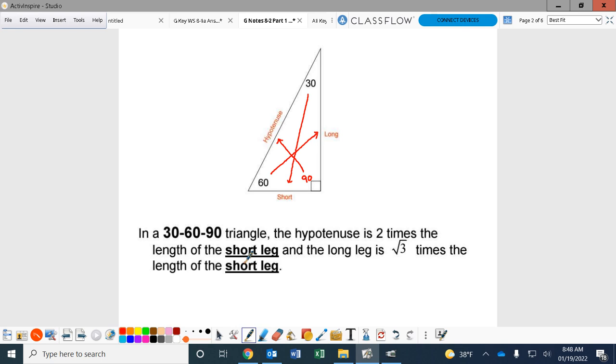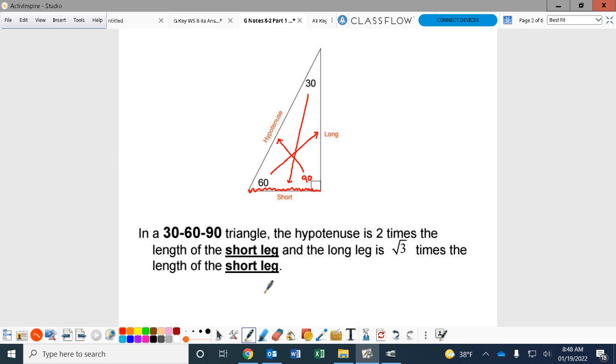Everything in this shape is going to be based off the short leg. Listen to me. Everything in this shape is going to be based off the short leg. You are never going to go between the long leg and the hypotenuse, ever. Everything is going to go through the short leg. If it does not touch the short leg, if you don't go through it, you're doing it wrong.